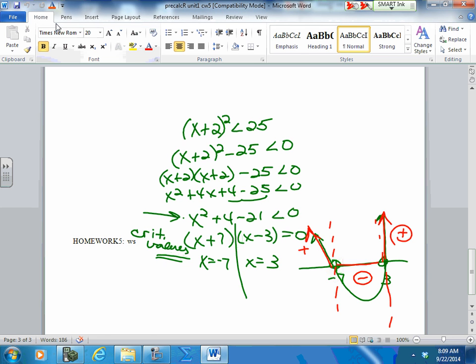And you want which ones? The less than. You want anything that sits lower, less than, lower, below the line. I want this right in here. So I got -7 to +3.